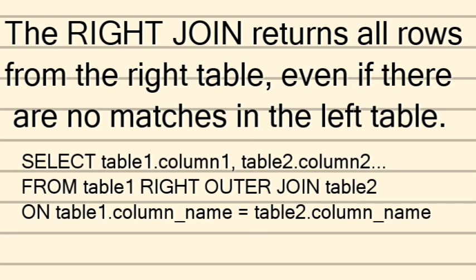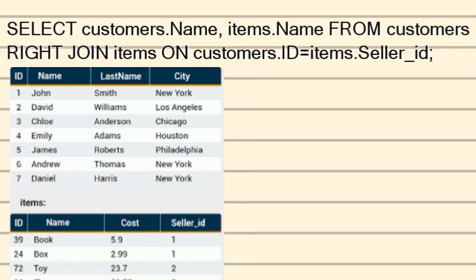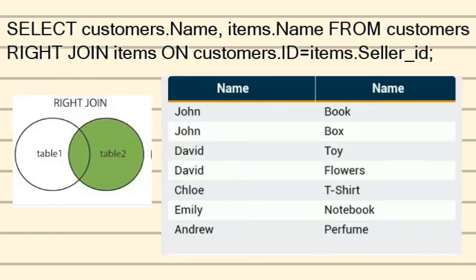So here we have taken right outer join instead of the left outer join. Rest all will remain the same as we are using the join syntax. Here also we have taken customers and the items from customer right join items on customer.id equals items.seller_id, because these are the two common things that are pointed to me. So as soon as I execute this statement, the output will be displayed to me accordingly.